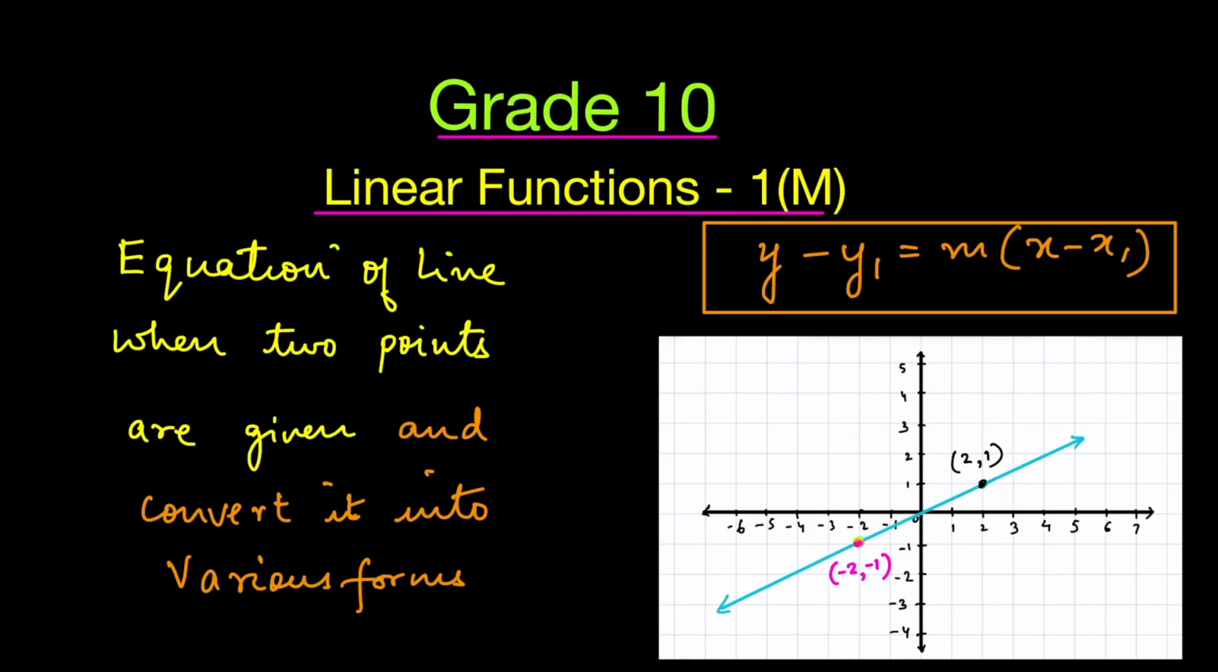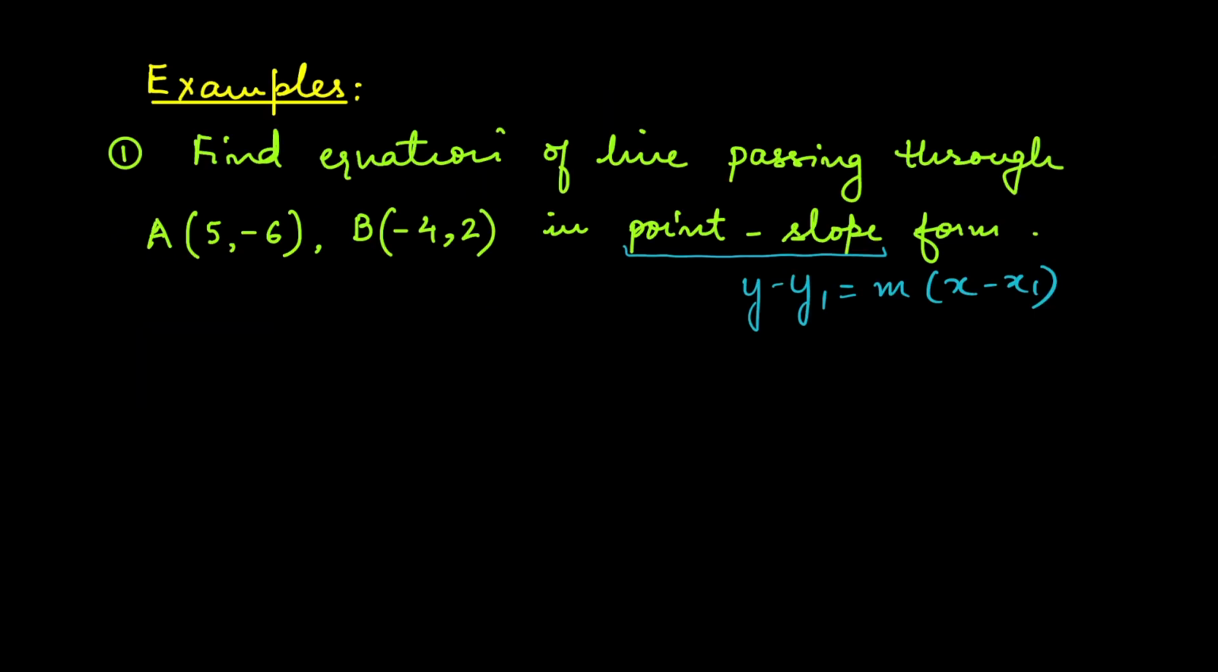So in this video we will learn how to find the equation of a line when 2 points are given and then converting it into different forms. So various forms like the point slope form, then the slope and y-intercept form. So these forms we'll be studying in this. Now coming to the first question.